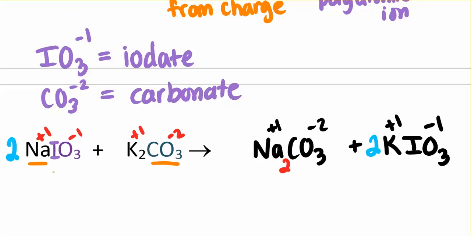Okay, and just another reminder, why didn't we keep this 2 here when we brought it over here? This 2 came from the charge, so you don't keep it when you predict the product. Why did I keep this 3 here when I brought it over to the product? Because this 3 came from the polyatomic ion carbonate. The polyatomic ions remain intact, so that's why we kept that 3.